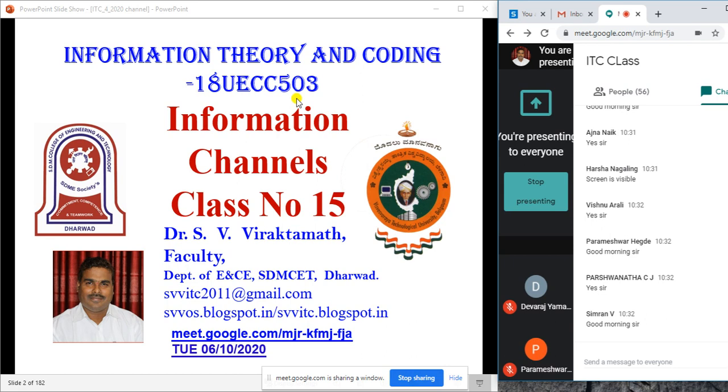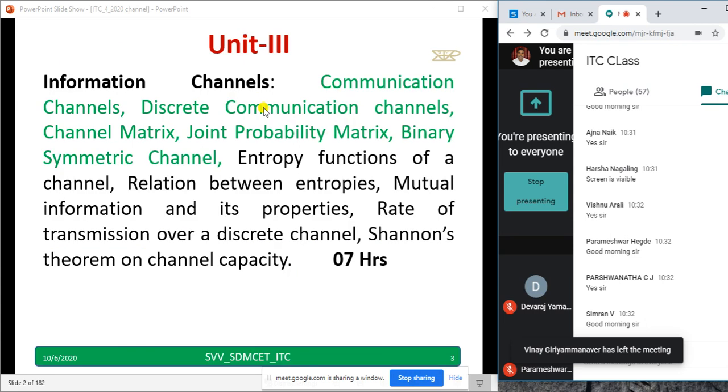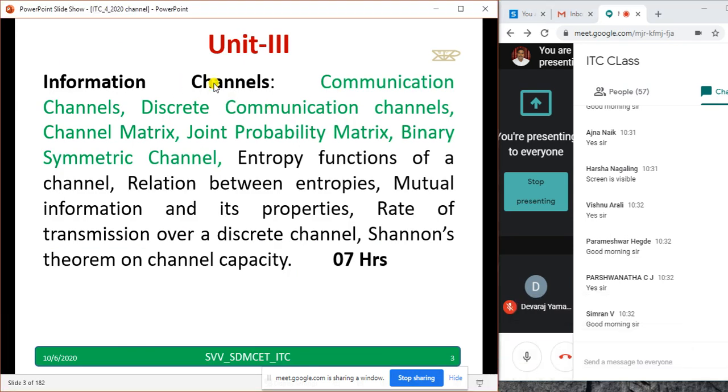Now let us go to this particular chapter, information channels. So this is unit 3 what we are going to discuss. Already unit 1, unit 2 have completed, and in unit 3 we are going to discuss communication channels, discrete communication channel, channel matrix, joint probability matrix, binary symmetric channel. These things, if possible, we will try to discuss in today's class.